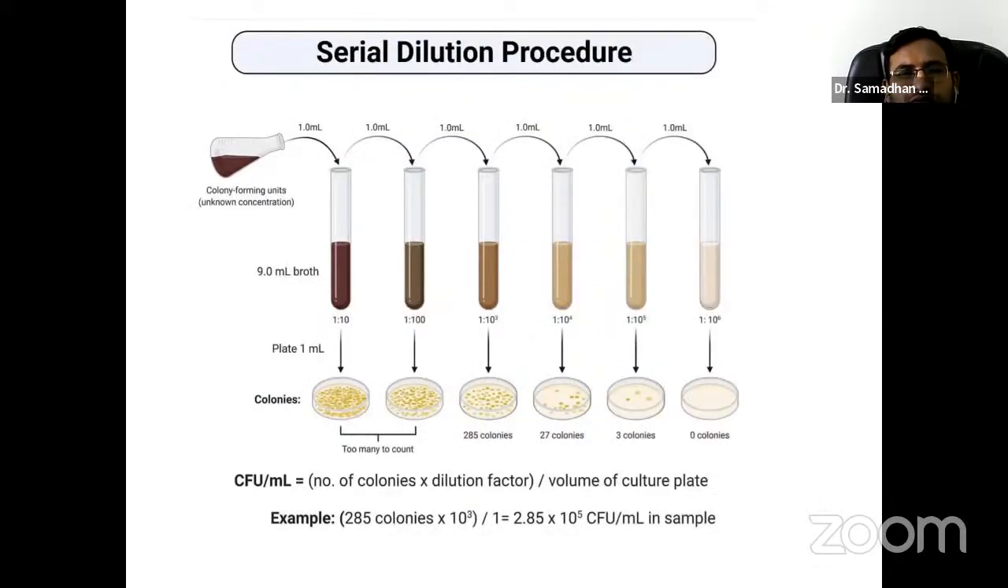So how to isolate this? Many of you know how to isolate. It is by serial dilution. In this procedure, you take 1 gram of soil in 9 ml of water and mix. Then take 1 ml of this sample and dilute it into 9 ml of broth or sterile water.